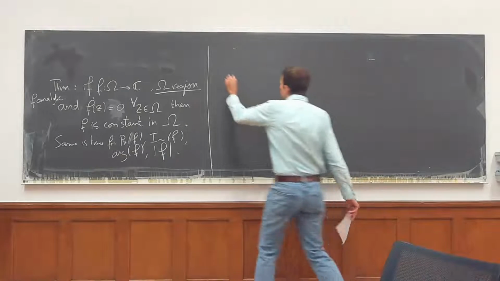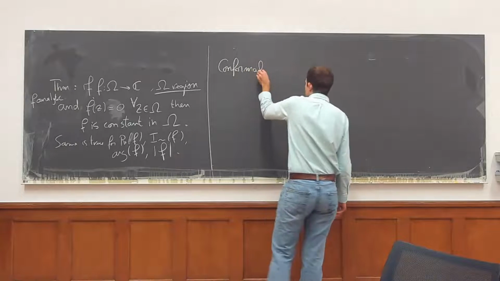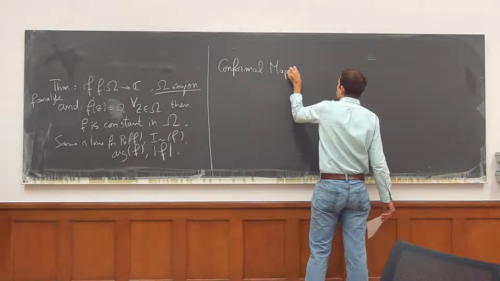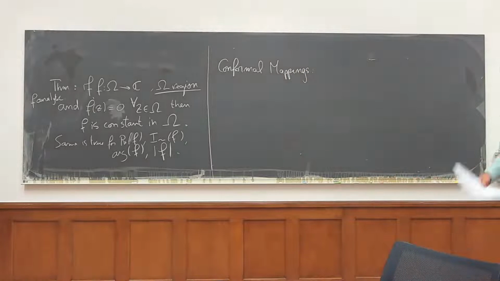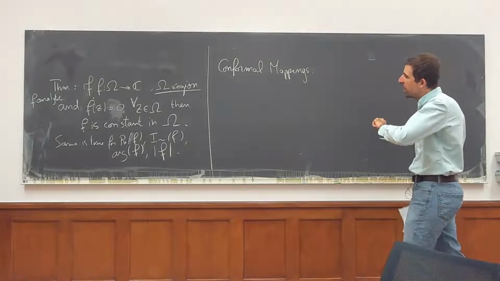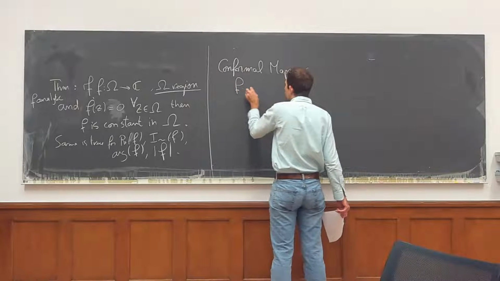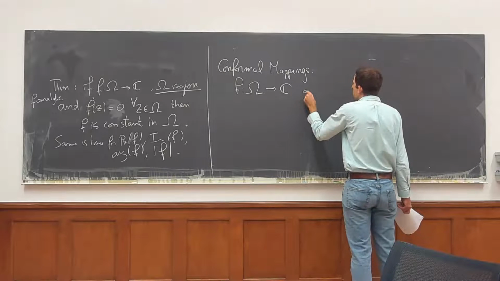Okay, so now we'll talk a little bit about conformal mappings. I won't define a conformal mapping yet, but let's just investigate a little what goes on. If we think of a function f as a mapping, so we can think of a function f going from a region to the complex numbers, we're going to think of it as a mapping.